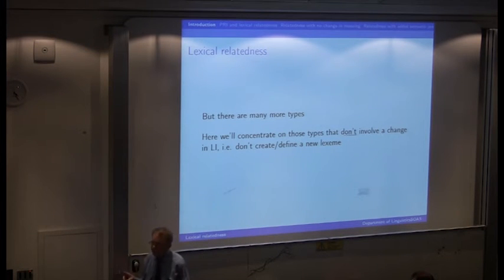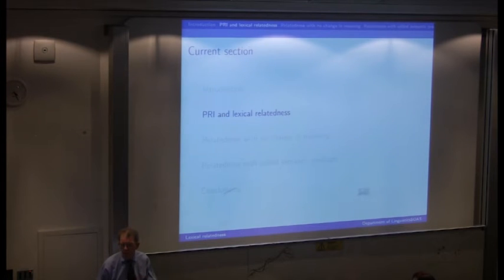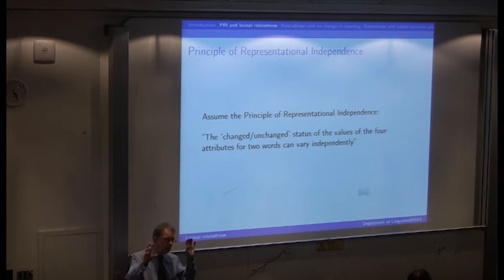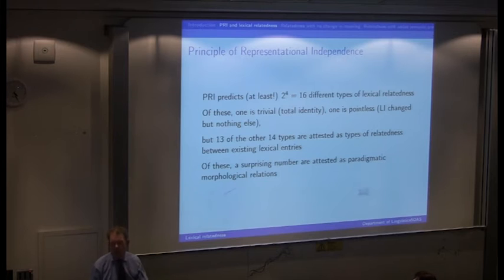I mentioned there's all these different types that are between inflection and derivation, and I mentioned that I'm going to have a look at some of these, particularly the ones that don't change the lexemic index. And as I mentioned, I'm going to assume this principle of relational representational independence. So what that means is I'm going to try to find examples of all the logically possible different ways in which you can have words which have identical form, identical syntax, or identical semantics, or whatever, whilst remaining the same lexeme, or parts of the same lexeme. There's an awful lot of these in principle, 2^4 at least, and I would argue that you can find examples of almost all these sorts of relationship.